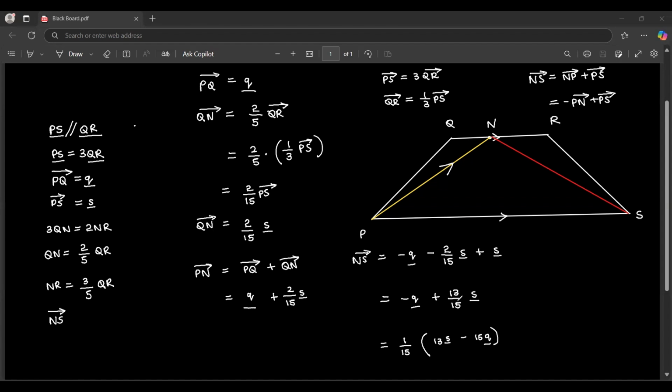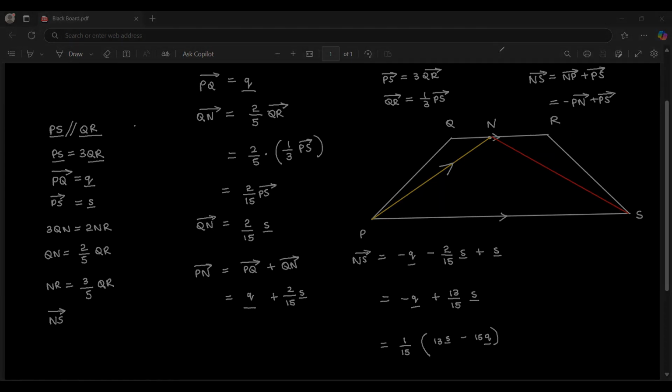You can see here I'm not writing 13s over 15. I could have written it like that, but I'm not doing that because we should show the difference between the vector variable and the normal variable, the scalar variable, that we are using. So that's why I'm not writing them down like that. These are some questions that you can practice. Let's try another one in the next video.